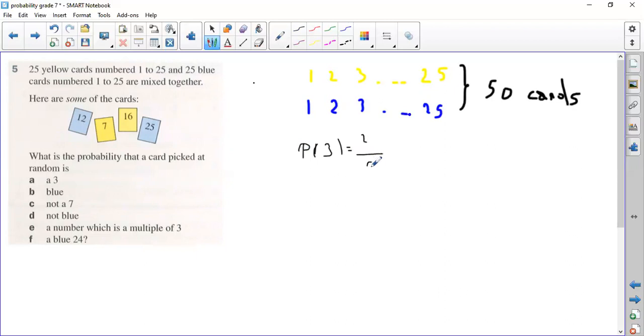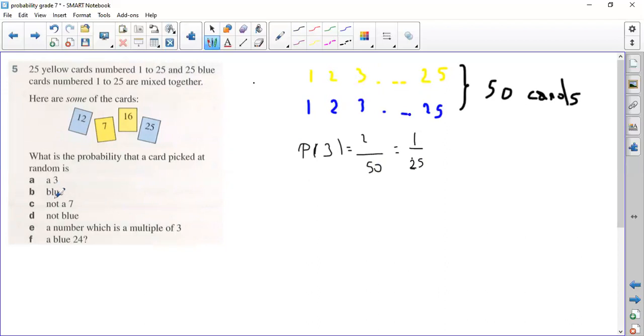2/50. I have 2 3s, 1 yellow, 1 blue, and in total I have 50 cards. So 2/50, or we can simplify it to 1/25.